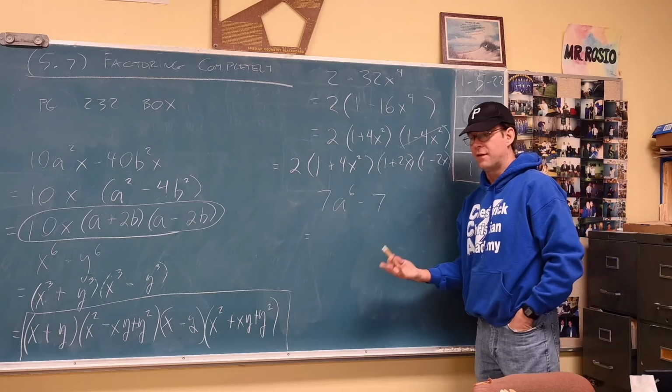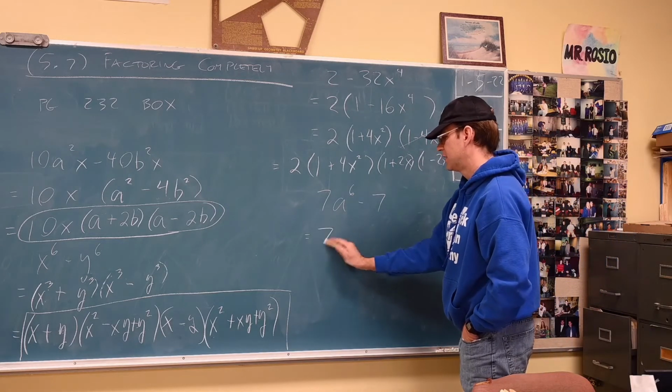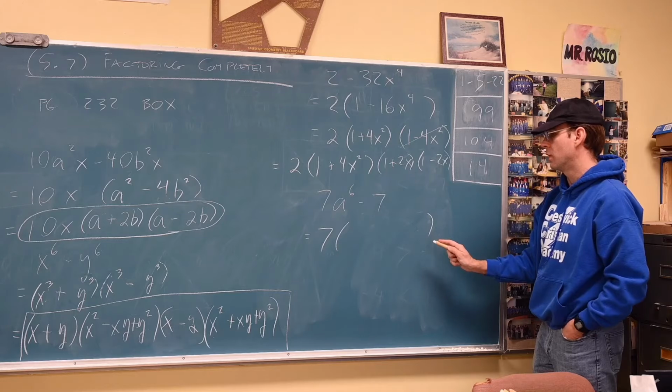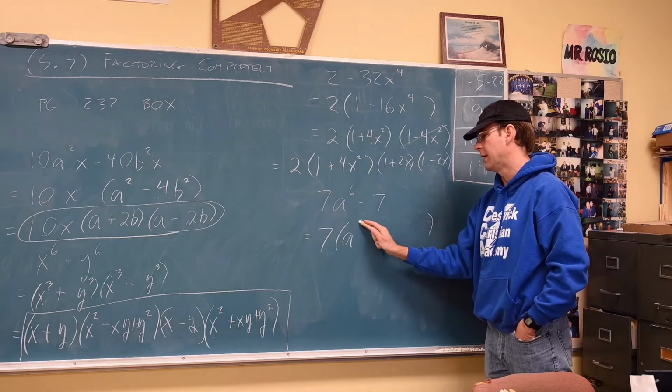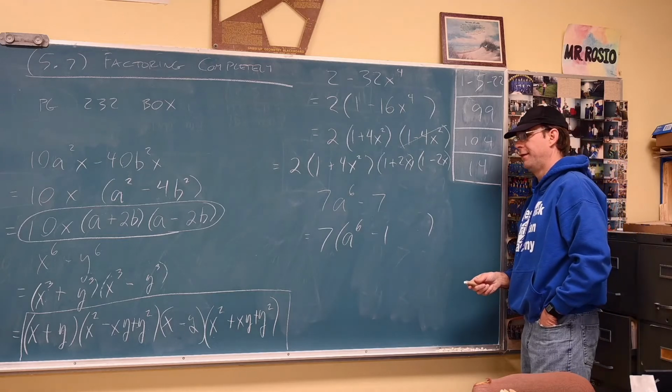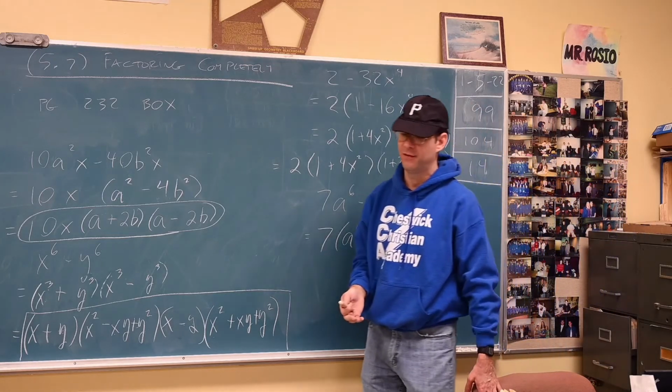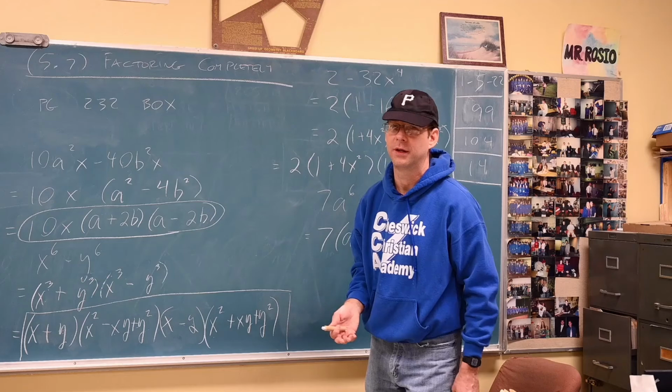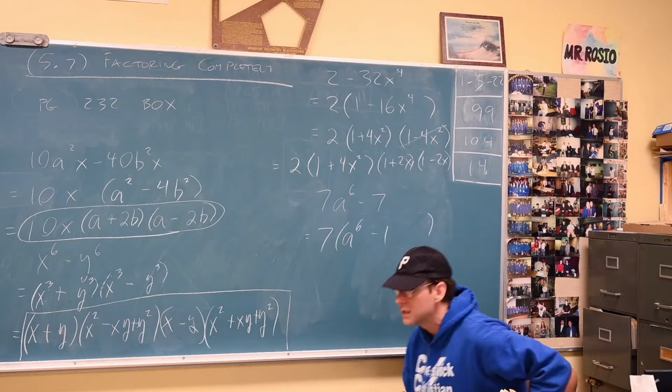For this one, again, first step, look for a GCF. 7 goes into everything, so we're going to take 7 out of everything. 7 times a to the 6 minus 1. Then be very suspicious. In this homework, you're never going to be done that quickly. Okay, we're going to think, can we factor this more?